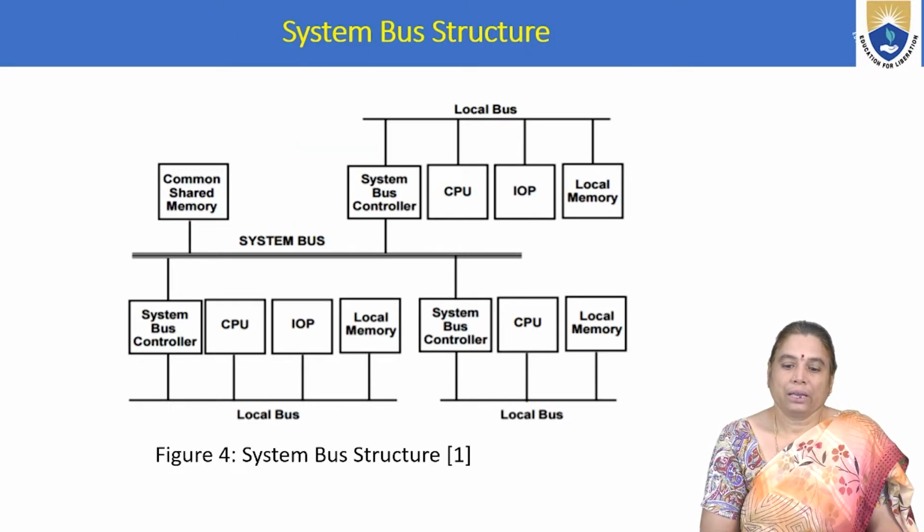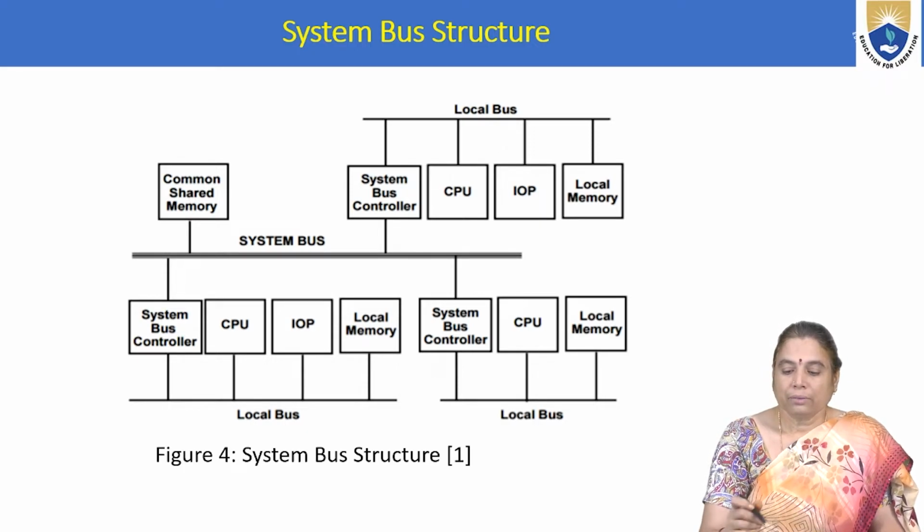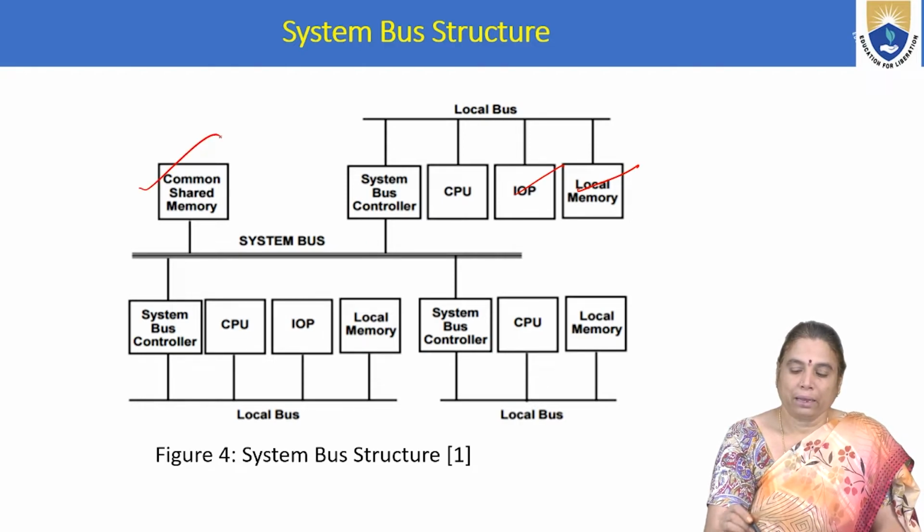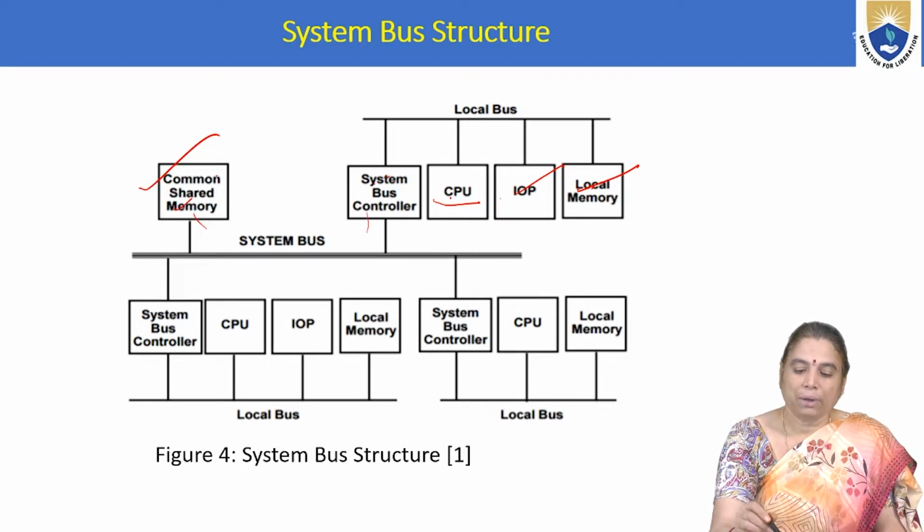How is the bus structure in the case of a time shared common bus? Here the system bus structure can have a system bus controller, and via the local bus the CPUs can be connected. The CPU can connect to its dedicated local memory and IOP via the local bus, and it can connect to the system bus controller to share the common shared memory. So this is the single CPU which is used to connect the local memory and IOP, and can be connected to the system bus controller to share the common memory.